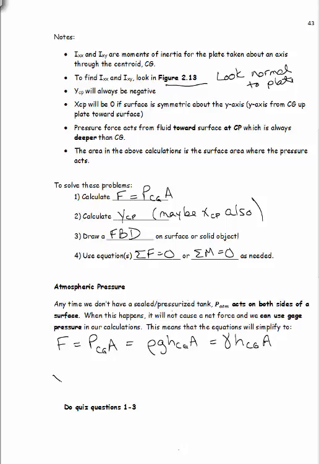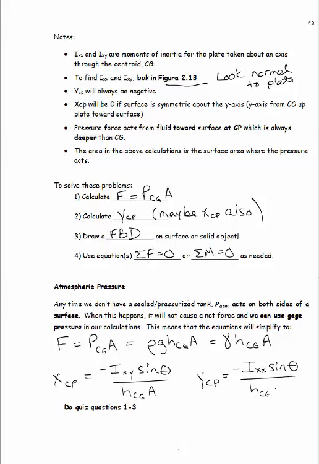And the same thing with our XCP and YCP equations. They simplify a little because you're going to end up with a rho g in the top and a rho g in the bottom that can be canceled. XCP is minus IXY sine theta over HCG A. And similarly with YCP, minus IXX sine theta over HCG A is what you get, because the rho g's that you had on the top and bottom will cancel out. Makes it a little bit easier.